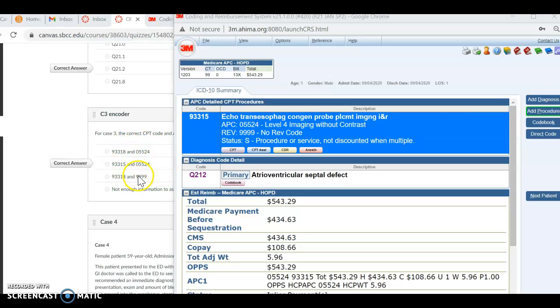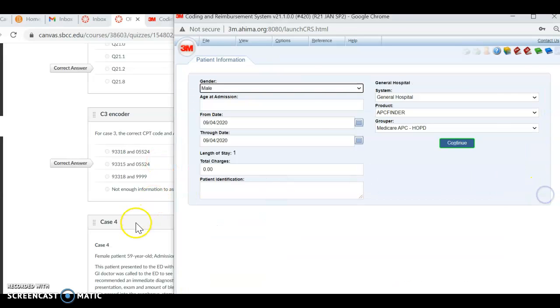And that really wraps up case number 3. So that's what we're looking at. So the biggest thing here was to have the correct CPT code. Okay, let's go ahead and go to the next patient.